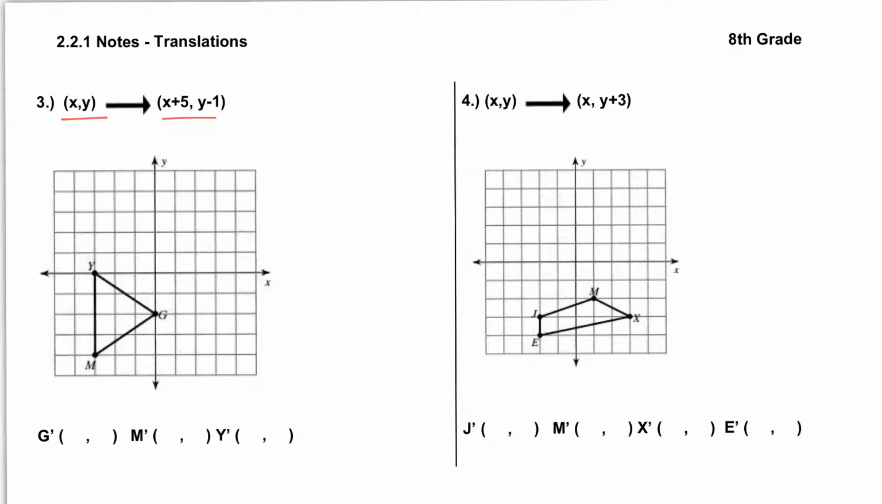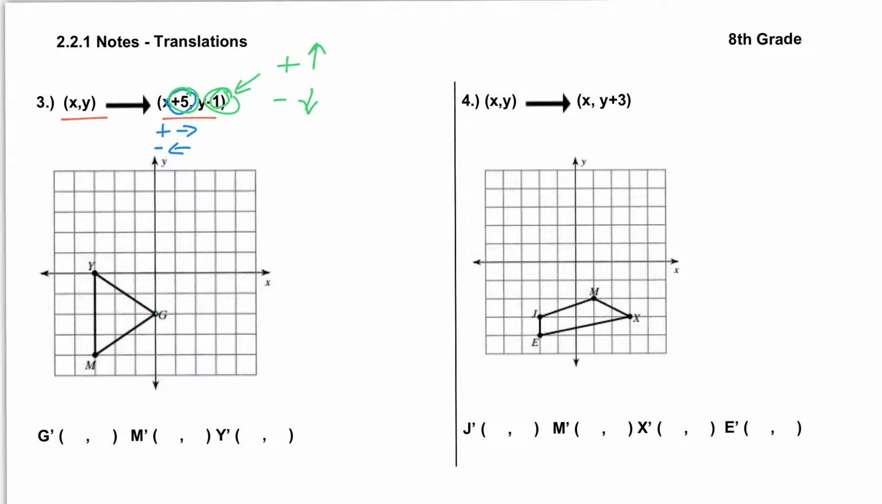This number that's connected to our x tells us how much we're going to move right or left. So a positive means we're moving right, and a negative means we are moving left. This number that is connected to our y, this -1, tells us how much we're moving up or down. So if it is a positive, we are going up, and if it is a negative, we are going down. So basically, if we were to read this, this says translate the figure 5 units to the right and 1 unit down. So to perform that translation, we are just going to simply count.